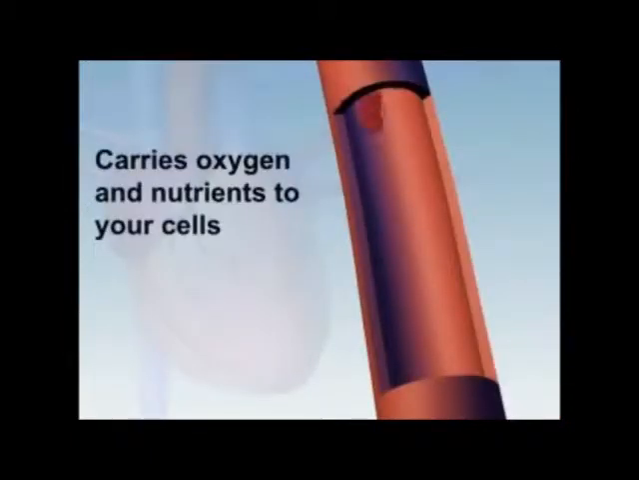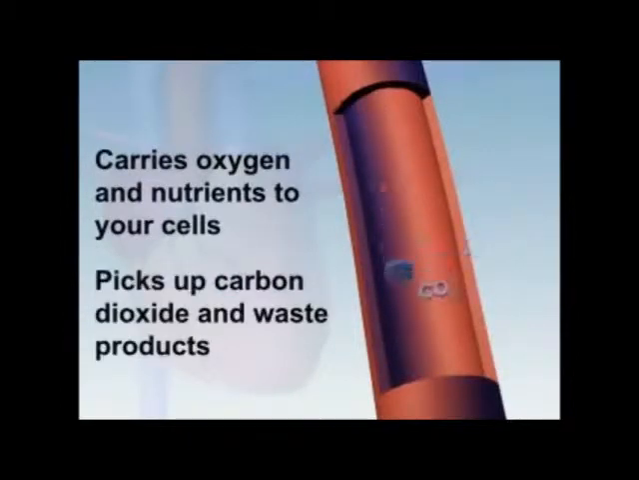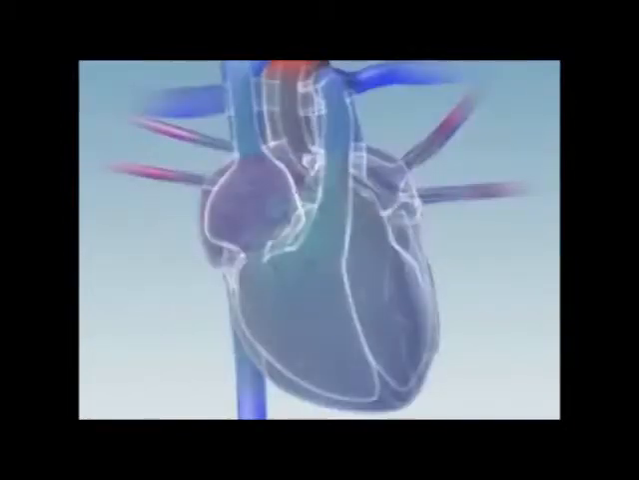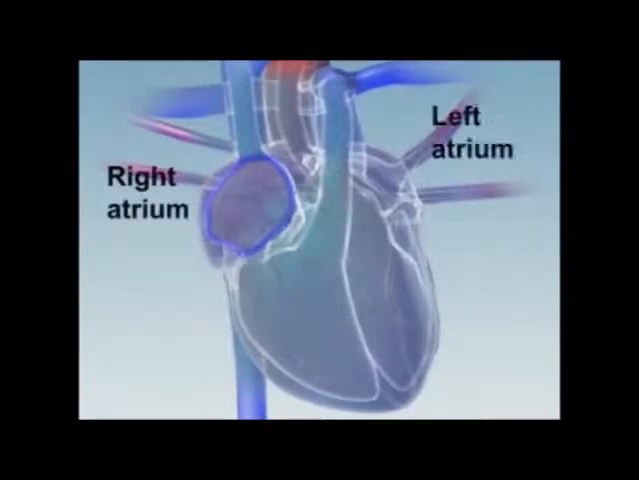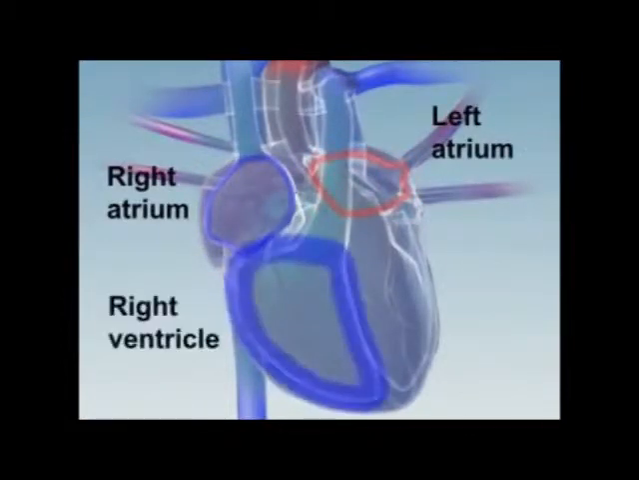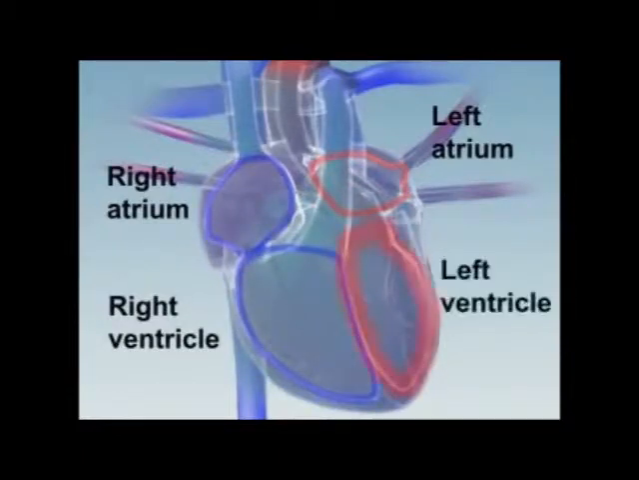It carries oxygen and nutrients to all of your cells, and it picks up carbon dioxide and other waste products that your body produces so they can be disposed of. The inside of a normal heart is divided into 4 chambers: the right atrium, left atrium, right ventricle, and left ventricle.